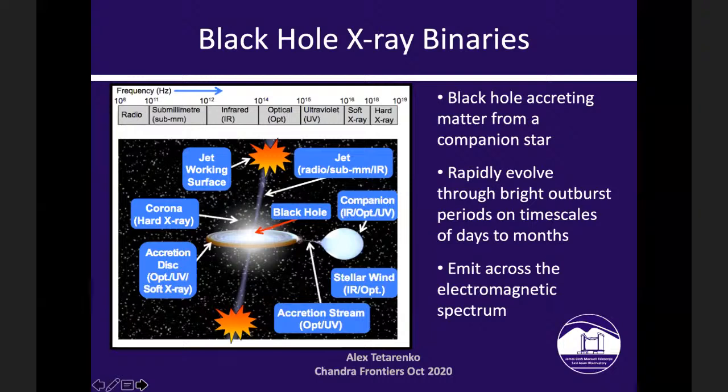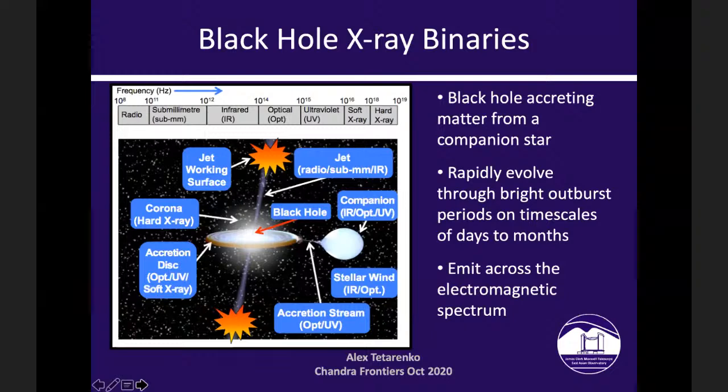So the majority of these systems are transient in nature, where they're going to progress from periods of minimal activity into a bright outbursting state on timescales of days to months, which means we can basically watch them change in real time. As you can see from the figure on the slide here, these objects are truly broadband objects emitting across the electromagnetic spectrum. And it gives you a hint of why multi-wavelength studies of these systems are going to be so important. Of particular importance for today's talk, though, are the jet-emitting wave bands. So we're talking the longer wavelength radio, submillimeter, and infrared bands.